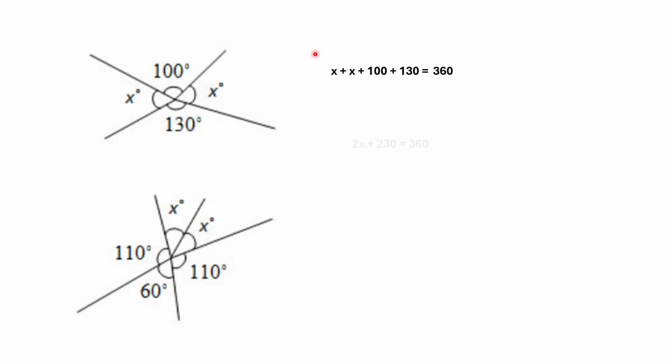X plus x is 2x, and 100 plus 130 is 230. So that's 2x plus 230 equals 360. Move the 230 to the other side. You get 2x equals 360 minus 230, which is 130. To get just x, divide by 2. X is equal to 65. Easy peasy.